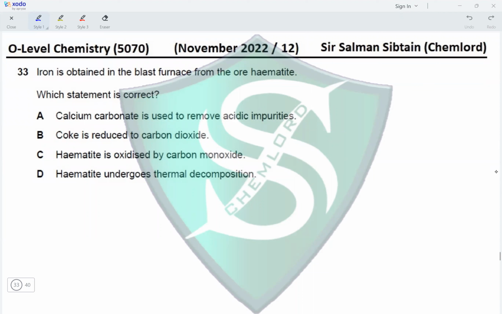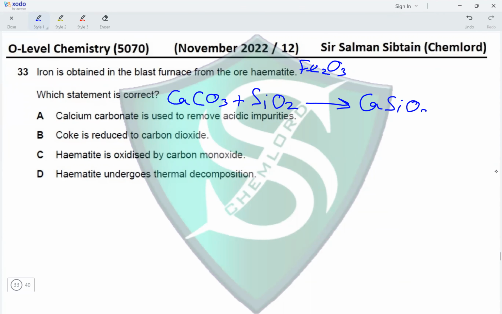Question 33. Iron is obtained in the blast furnace from the ore hematite. Hematite is Fe2O3. Okay, which statement is correct? Calcium carbonate is used to remove acidic impurities. Okay, calcium carbonate is CaCO3, and the acidic impurity that we are aware of is silicon dioxide, sand, SiO2. So CaCO3 reacts with SiO2 to produce CaSiO3, and SiO2 is acidic in nature, making option A correct.